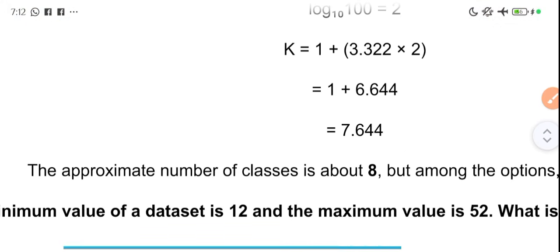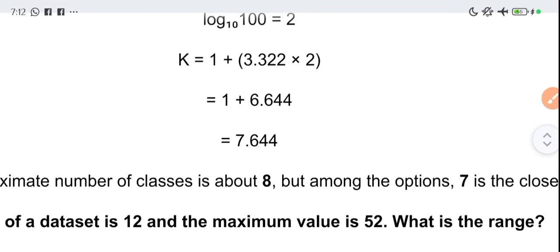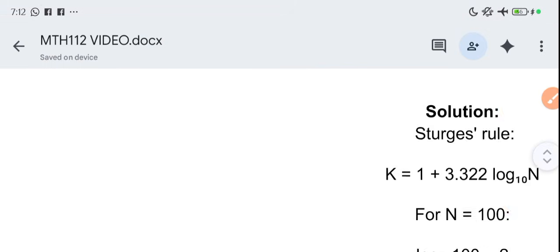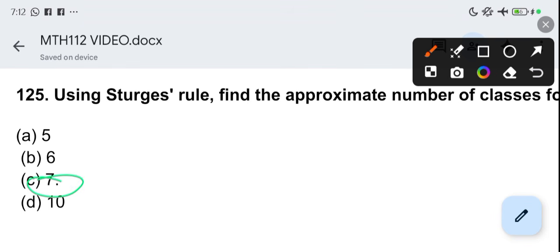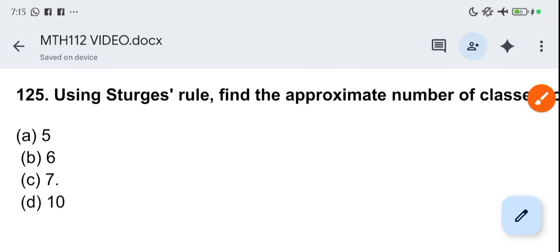Now you might not see 7.6. The present number of the classes is about 8. But among the options, it's 7 that is closest. If you look at the options, there's no 8. So if you see something like this, be confident about the answer. Take note, the 7 is closest to 8, so go and pick it.